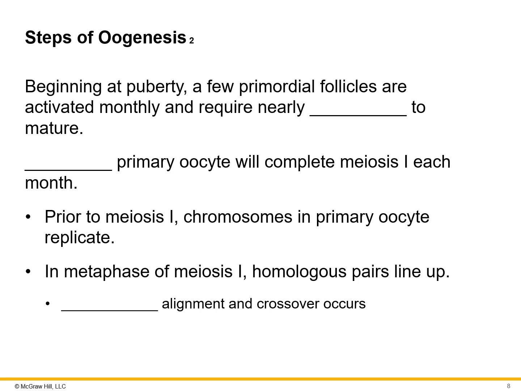So beginning at puberty, we have a few primordial follicles that are going to be activated monthly, and they'll need about 1 year to mature, which will be your first blank on this slide. So after maturation, one primary oocyte, which again is an immature egg, will complete meiosis 1 each month. Prior to meiosis 1, the chromosomes in the primary oocyte will replicate, again, similar to spermatogenesis. And in metaphase of meiosis 1, those homologous pairs will line up and we'll have random alignment and crossover that will occur, and that will give us genetic diversity.